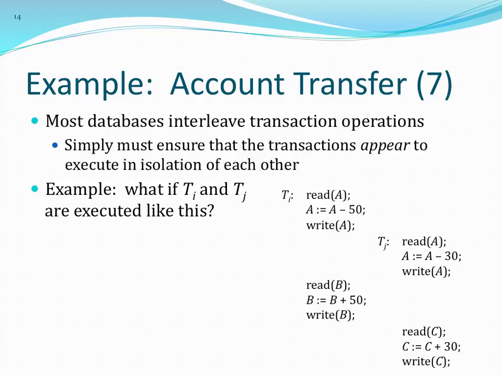Let's say that TI and TJ both commit. Don't think about rollbacks yet, because we really aren't diving into this topic in depth yet. But does it appear as if TI and TJ execute in isolation of each other? In what order? Which one looks like it comes first? Yeah, it looks like TI comes first, and then it looks like TJ comes second. Okay?